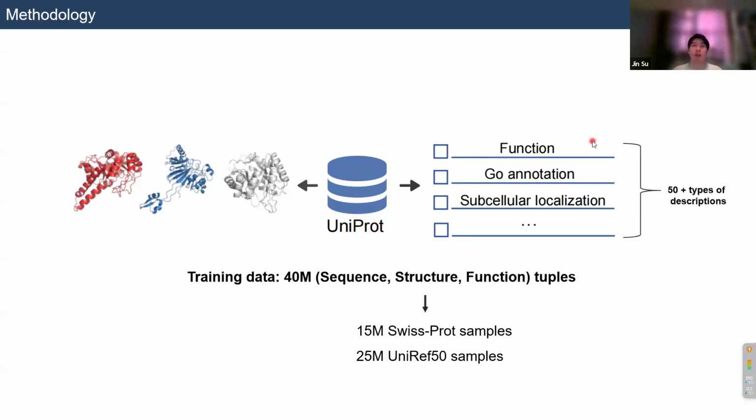You can see the text information from the UniProt webpage contains over 50 types of descriptions, compared to previous baselines that only contained 3 to 4 types of descriptions.